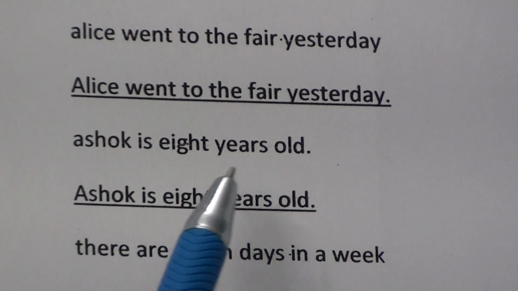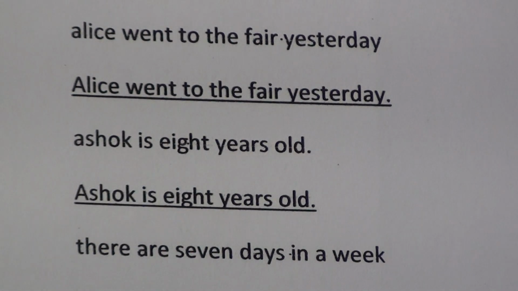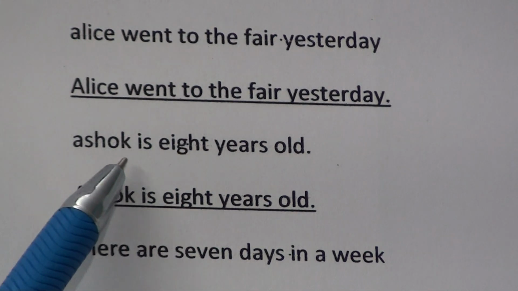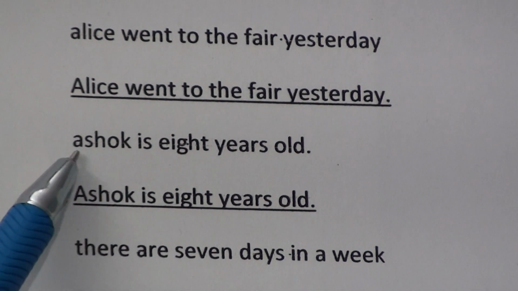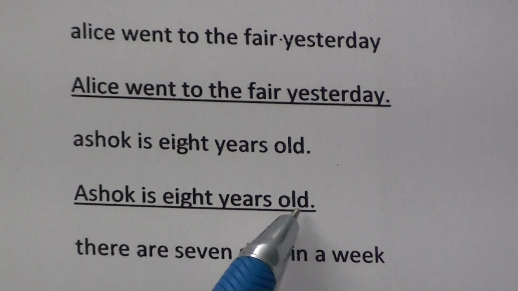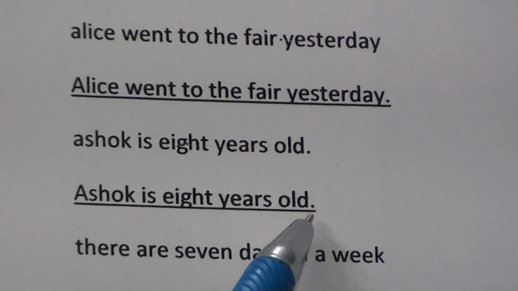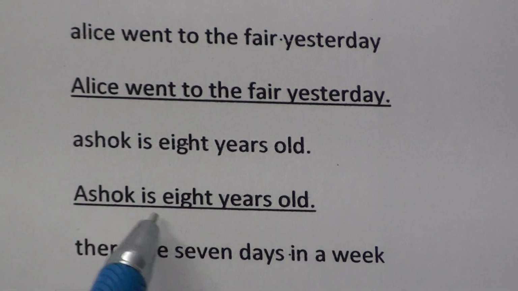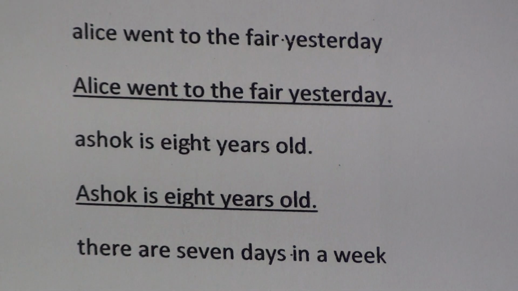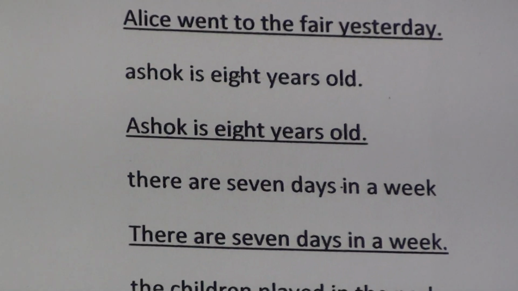Ashok is 8 years old. So the two important rules that have been missed are: Ashok is the first word, so A must be in capital. Ashok is 8 years old. So at the end of the sentence we must put the full stop. Now the sentence is correct. Ashok is 8 years old. Now the next sentence.